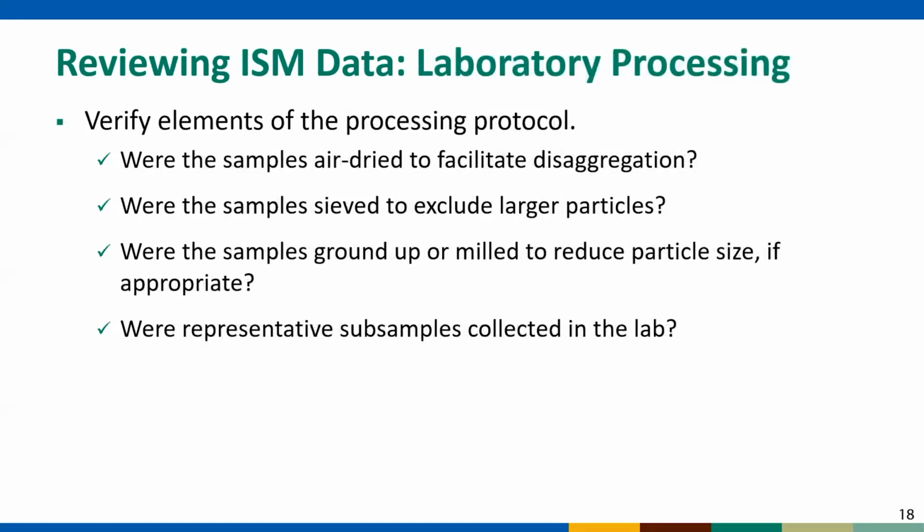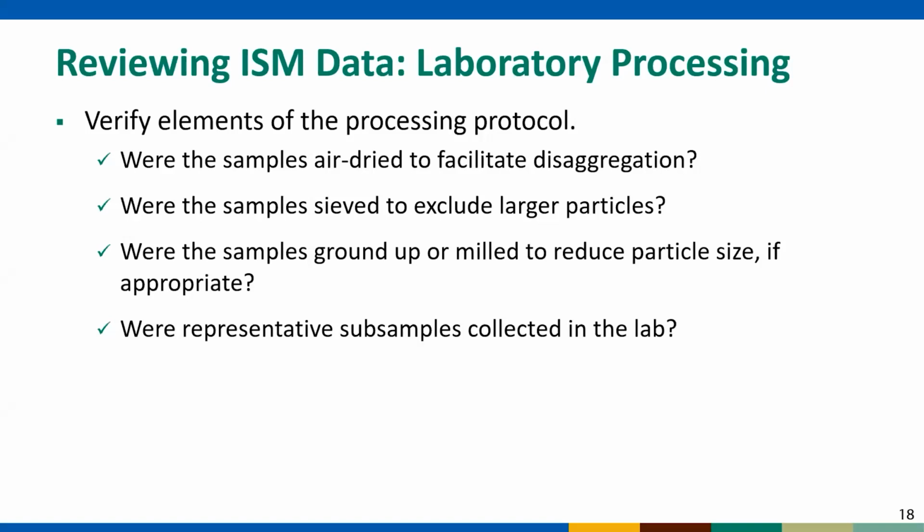The next step is to review the laboratory processing protocols. At this stage, the sample received by the lab is still subject to the grouping and segregation errors discussed earlier. The techniques used for processing the samples in the lab help control these sources of error. Check for the following elements in the lab processing protocols.